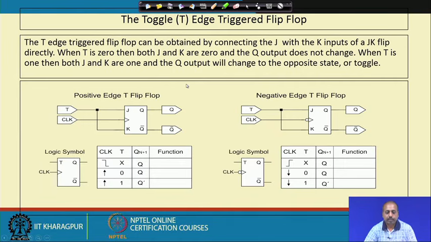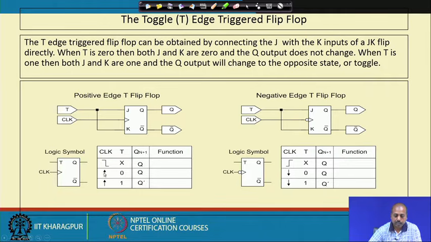Another flip flop that we get from this JK flip flop is known as the toggle flip flop or T flip flop. This T flip flop is simply the JK flip flop when the J and K inputs are tied together. Whenever I make this T value equal to 1, then J and K both of them are getting 1. As a result, whatever was the previous value of Q will be complemented.